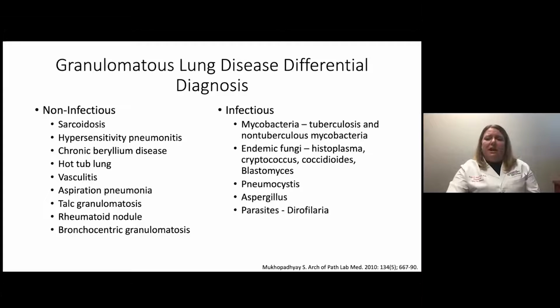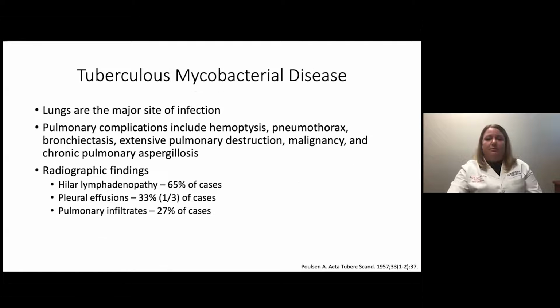On the infectious side, mycobacterial disease can cause granulomatous disease in the lung. Endemic fungi, pneumocystis, aspergillus, and certain parasites can as well. And we're going to touch predominantly on the mycobacteria and endemic fungi today, as they're the more common causes in pulmonary disease as well.